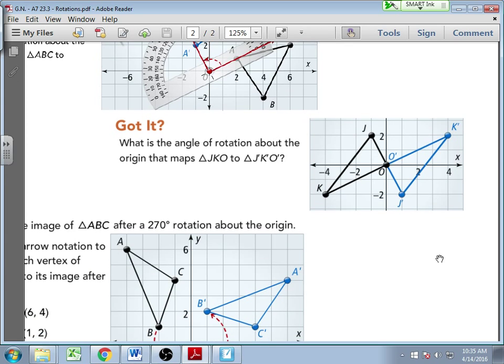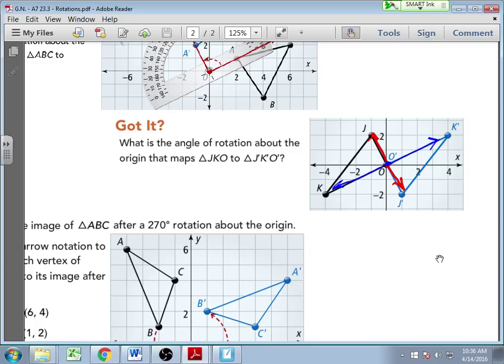So if we put a protractor center on the origin and went to my original J and then went to my J prime, how many degrees would that measure on the protractor? 180, right? Try it with your K. Center on here, go to K first, then go to K prime. How many degrees would that measure? 180.